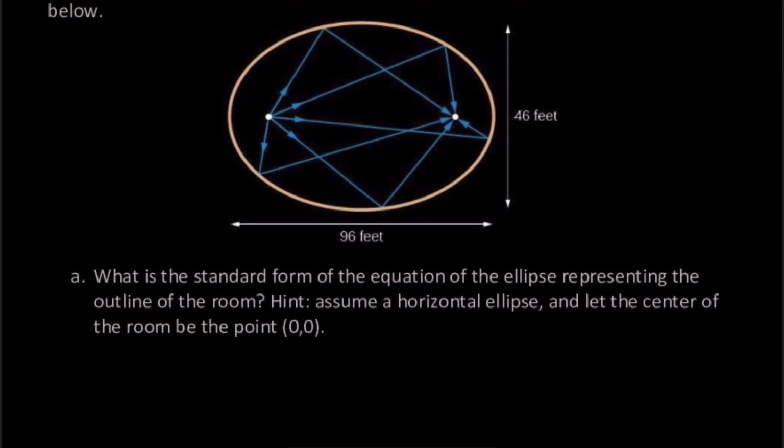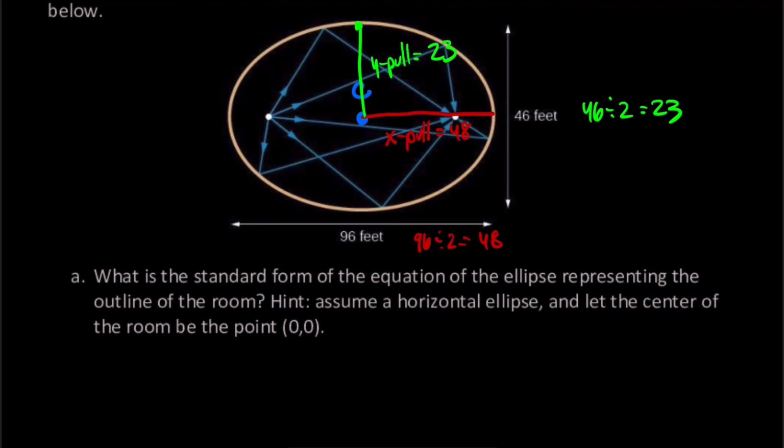So I'm going to take some notes up here. If the length of the major axis is 96 feet, and here's my center, that means my x pull equals 96 divided by 2. All right, so what's that, 48? So x pull is going to be 48. My y pull is going to be 46 divided by 2, or 23.